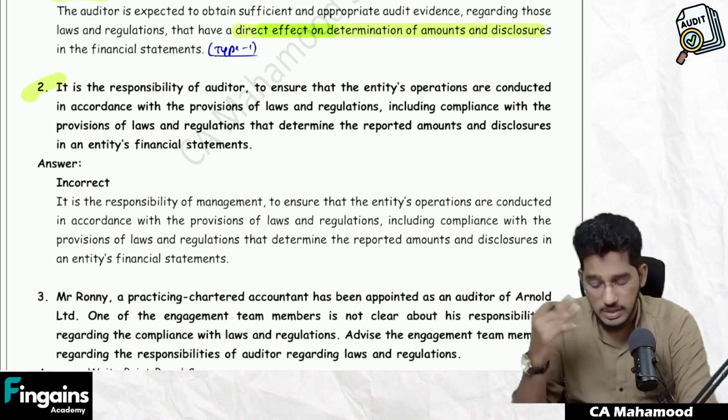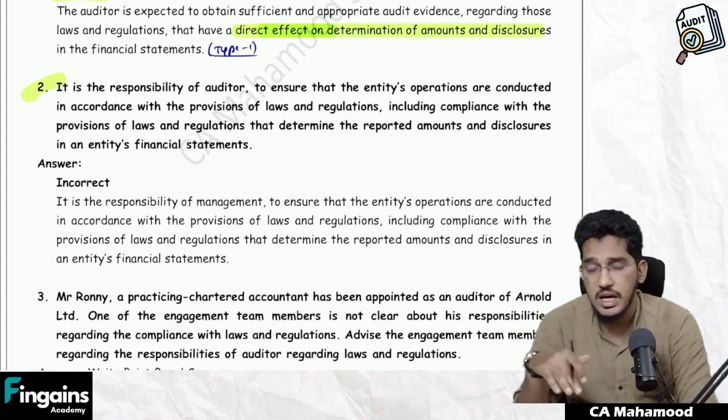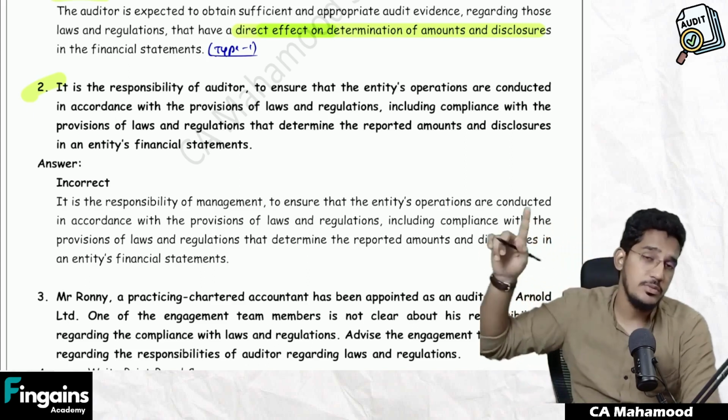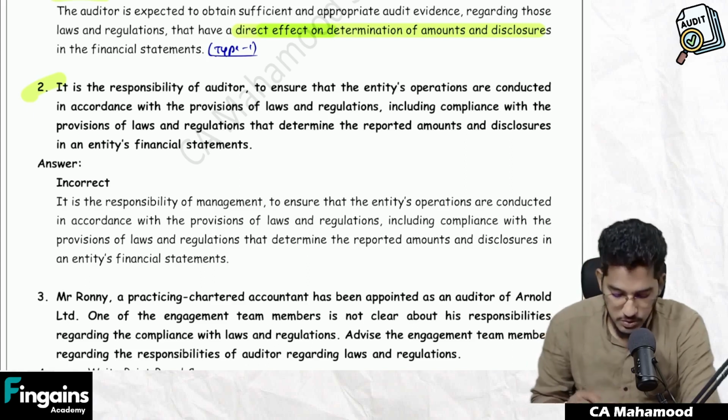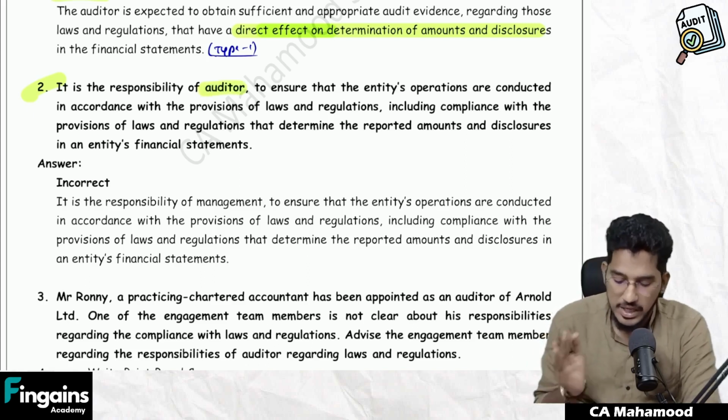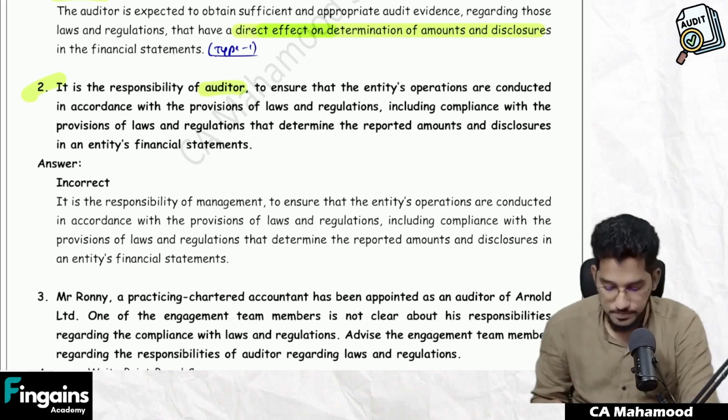No. Who is responsible? The management and those charged with governance. They are primarily responsible to ensure that entities' operations are conducted in accordance with the laws. Not auditor's responsibility. It is whose responsibility? Management's responsibility. So the given statement is incorrect. If you replace the word auditor with management, then the given statement will be true.